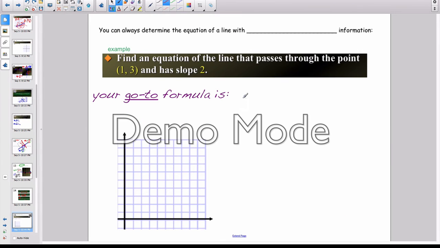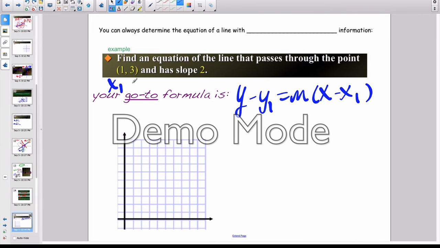All right, so our go-to formula is y minus y1 equals the slope times x minus x1. So here, x1 is 1, y1 is 3. And we're doing this fast. It's easy to mix up the numbers because it goes xy here and then yx there. We do y minus the y coordinate, which is 3, equals the slope, which is 2, times x minus the x coordinate, which is 1.